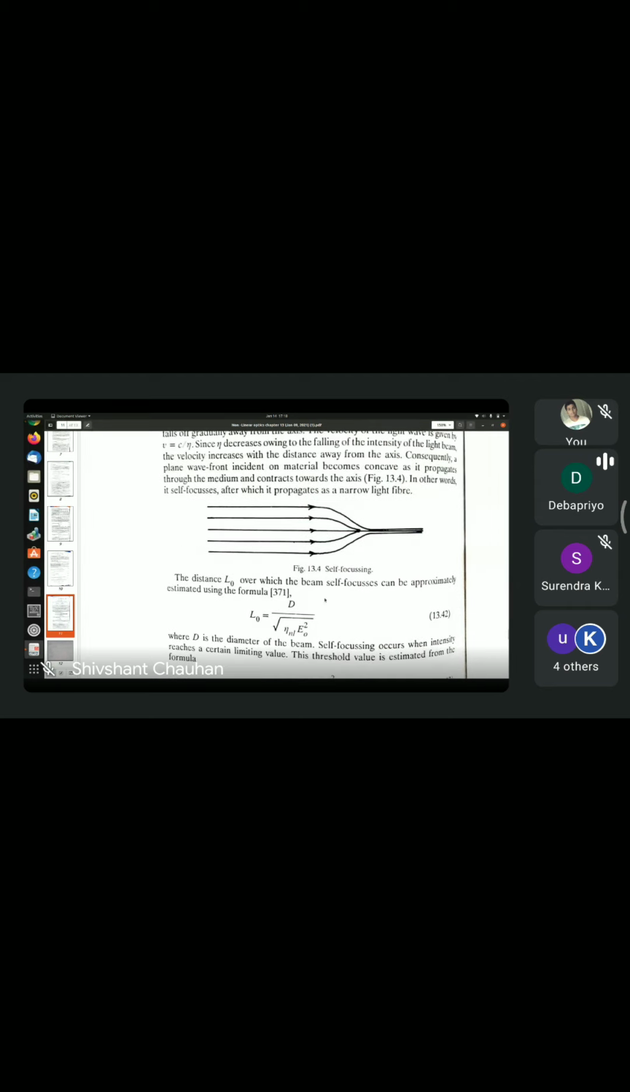Some people call this the trapping length, as if the beam of light is trapped within this length. So L0 is what we shall call the focal length. It is given by D, where D is the diameter of the incident parallel beam, and it is D by square root of eta NL into E0 square.